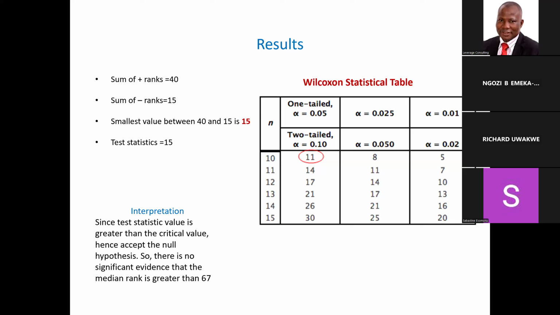Here the cutoff, if you look at the statistical table for the Wilcoxon, N is the sample size, and the sample size for this one is 10. For a sample size of 10, the critical value is 11. This one is greater than 11, so it's not significant, because to be significant it should be less than 11. So the interpretation is that since the test statistic is greater than the critical value, accept the null hypothesis. There's no significant evidence that the median mark is greater than 67.